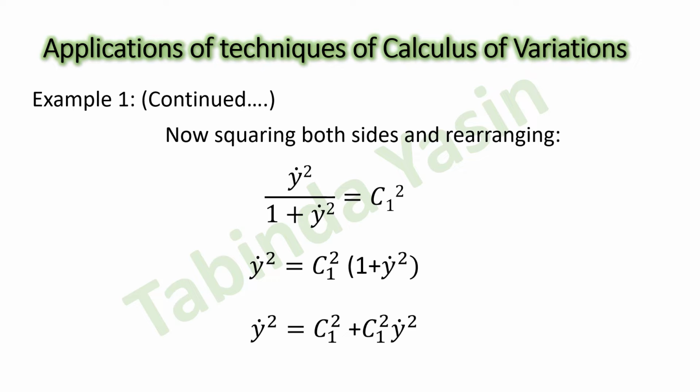We squared both the left hand side and the right hand side, and rearranging we got C1 squared is equal to y dot squared over 1 plus y dot squared. Then y dot squared is equal to C1 squared times bracket 1 plus y dot squared bracket close. So y dot squared is equal to C1 squared plus C1 squared y dot squared.